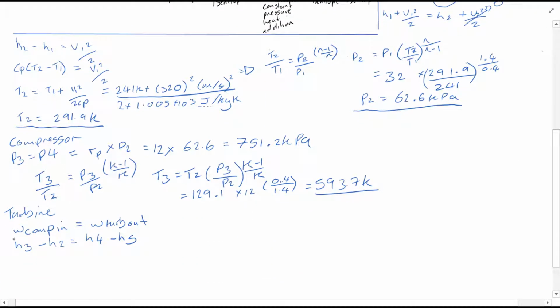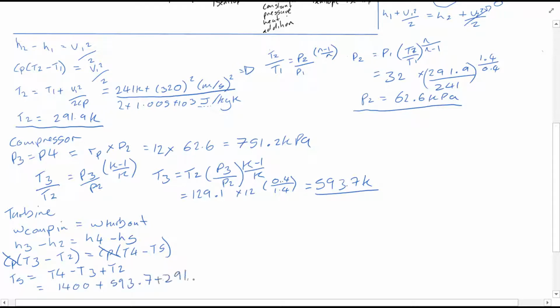Of course, since we're making use of the equation, H can be substituted with Cp times the temperature, and Cp cancels on both sides, and T5 is equal to T4 minus T3 plus T2, and subbing in these values you'll find T5 is equal to 1098.2 Kelvin.